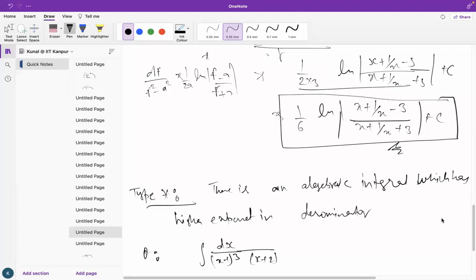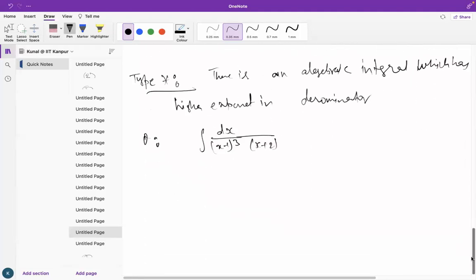We can solve this problem with the help of partial fractions as well. You must have solved this kind of problem by using our third technique, which is the method of partial fractions. But there is another way to solve this kind of problem: whichever factor has the highest power in the denominator, put it as 1/t, like put x minus 1 as 1/t and then try to solve. It will be simple.